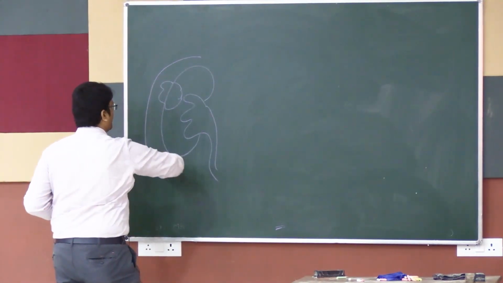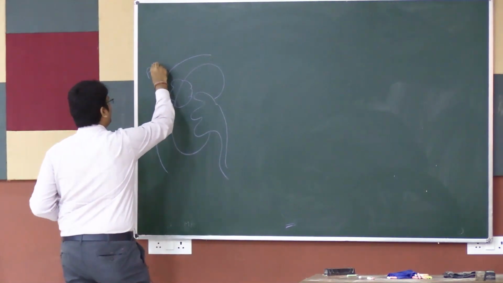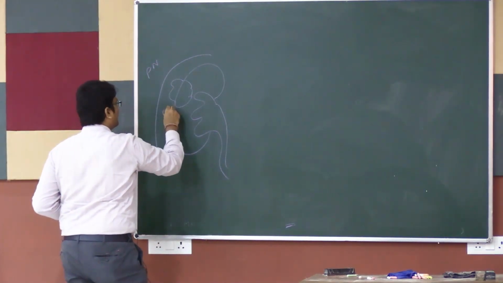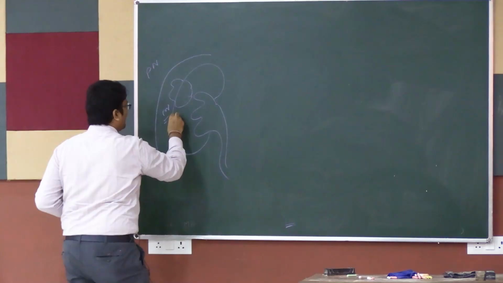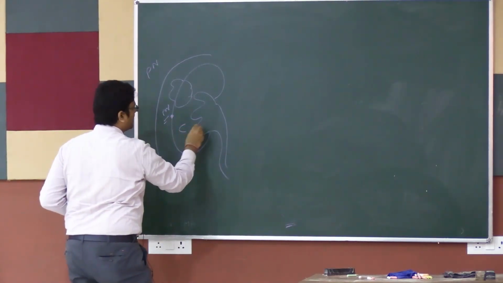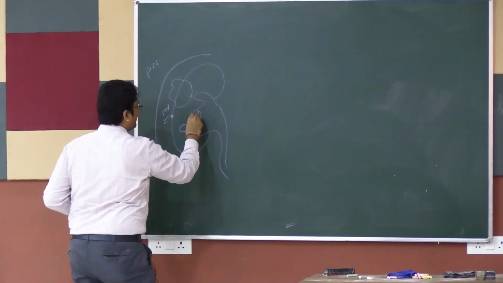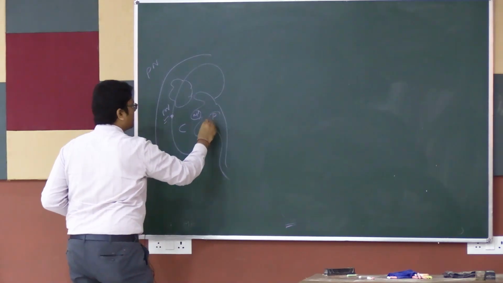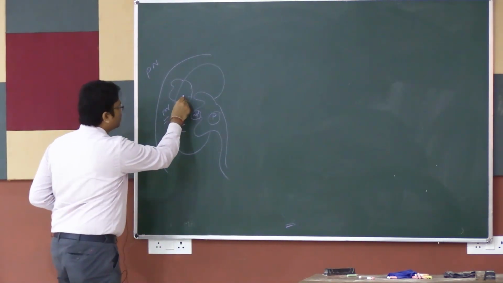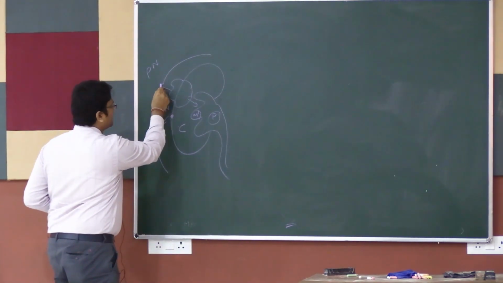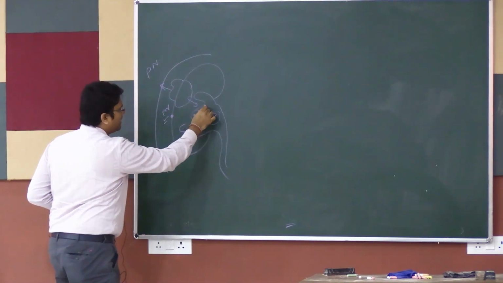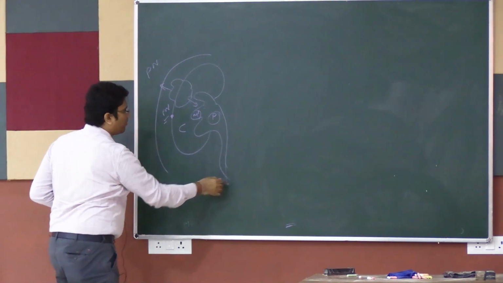This is the Gerota's fascia, this is the paranephric fat, this is the perinephric fat, and this is basically the capsule of the kidney, this is the cortex, this one is the medulla, and this is the pelvis. So any tumor which starts to grow, grows here and grows here as well. So if it is growing here, it will bleed accordingly, it will bring about hematuria.